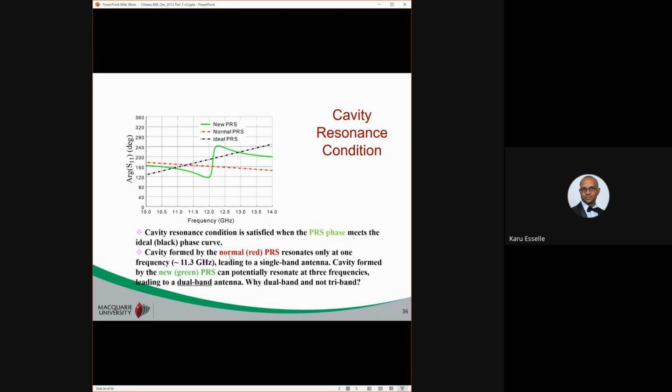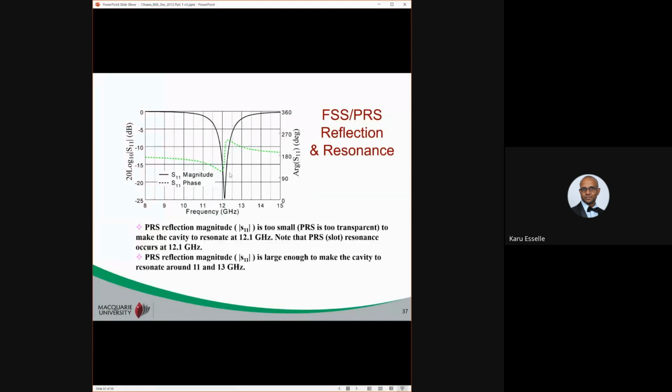Cavity formed by the normal PRS, red one, resonates only at one frequency, leading to a single band antenna. Cavity formed by the new green PRS can potentially resonate at three frequencies, but it's not actually a triple band antenna. It's actually a dual band antenna. It radiates well here, radiates well here. It doesn't radiate well here. Why does it not radiate at that frequency? That is because of the magnitude of the reflection coefficient.